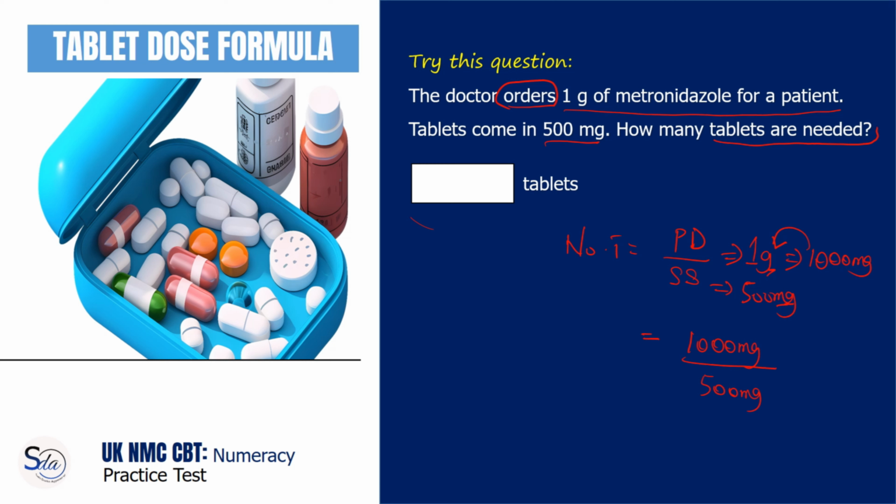Now we're going to do our cross offs. Milligram cancels milligram. These 2 zeros will cancel 2 zeros. Now we are left with 10 divided by 5. You pick a calculator and pop that in there. On the CBT exam, you have a calculator somewhere and you should be able to use that to calculate. But off it, you can see 5 goes into 10 twice. So here the answer is 2. The number of tablets we need to match up to what the doctor has prescribed is 2 tablets. We need 2 500 milligram tablets to make up 1 gram of metronidazole.